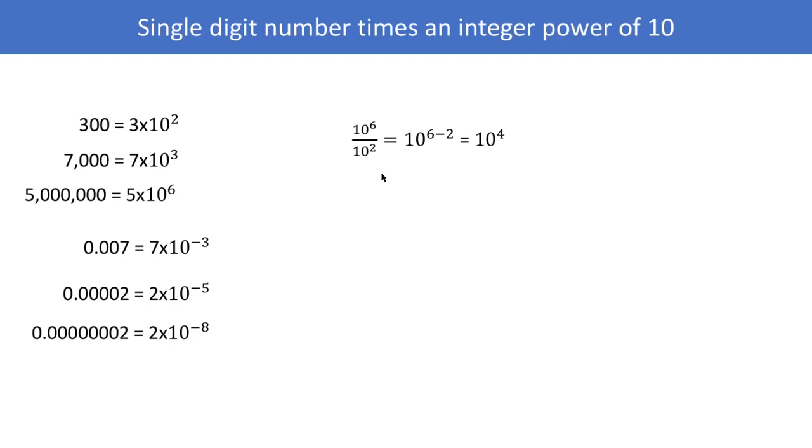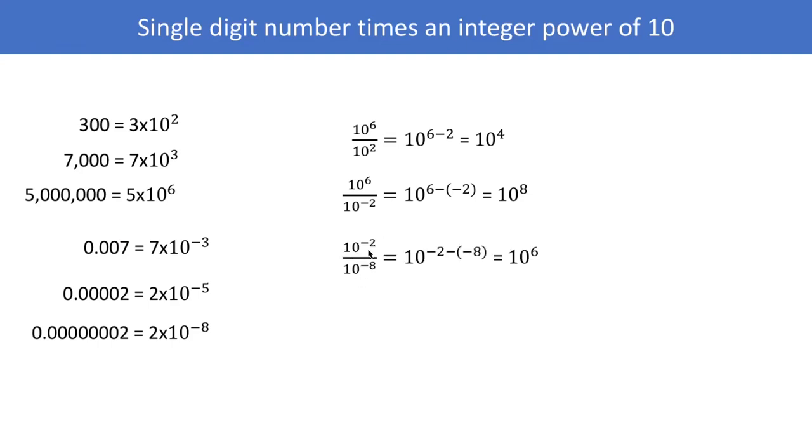Now 10 to the power 6 divided by 10 squared is 10 to the power 6 minus 2. 6 minus 2 is 10 to the power 4. Here 10 to the power 6 divided by 10 to the power negative 2. You have to be careful here. You have to put 6 minus negative 2, which is 6 plus 2 gives you 8. This is 10 to the power 8.